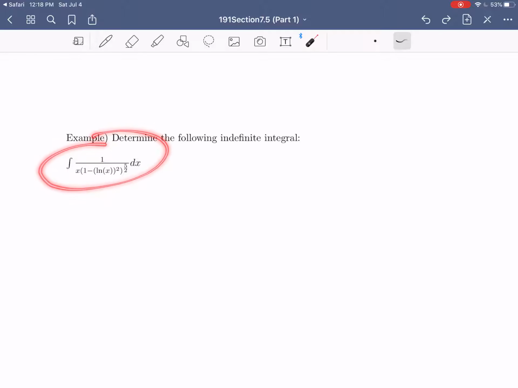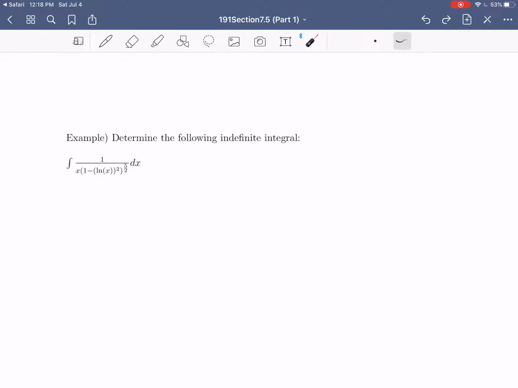We've got the integral of 1 over x times 1 minus ln x squared, all raised to the 5/2. So we've got a lot going on here. We have an ln x inside a square. Then we have 1 minus that, all inside a 5/2 exponent. Then that's times x, and that's all in the denominator of 1 over that stuff. So there's a ton of stuff here.